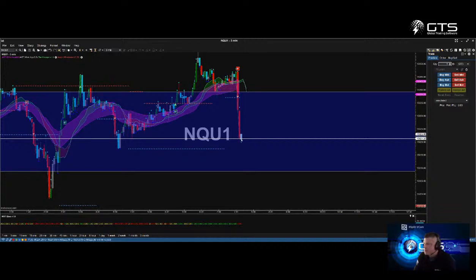Yep, see the bounce off of that. Bounce off of 321. Johnny. Data, baby. Data. So we got the bounce off of that. ES had the sell on it. Let's look at that one real quick.